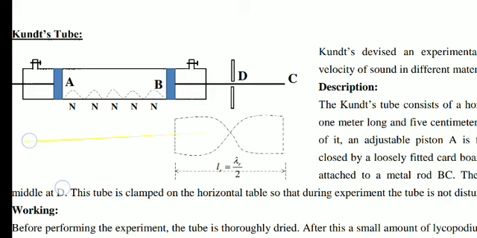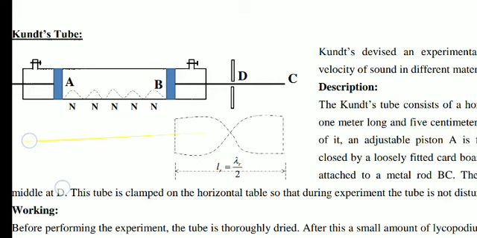So a node will be formed at the center, that is at the position D, and obviously antinodes will be formed at the positions B and C. So there should be the formation of a node at the center and antinodes at the positions B and C, and you can easily measure the length of the rod BC, right? Whatever is the length of the rod, that will be the distance between two antinodes, and the distance between two antinodes is nothing but lambda by 2.